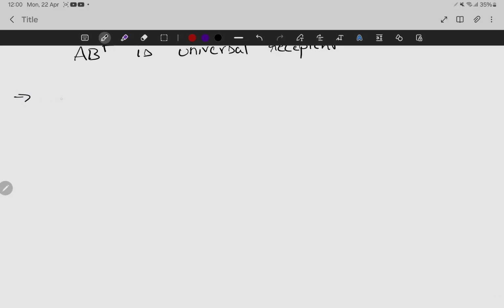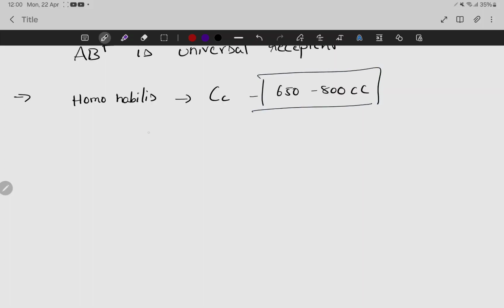Next, Homo habilis. Particularly about Homo habilis, cranial capacity is 650 to 800 cc. Particularly because they are very handy, so they handle the tools.